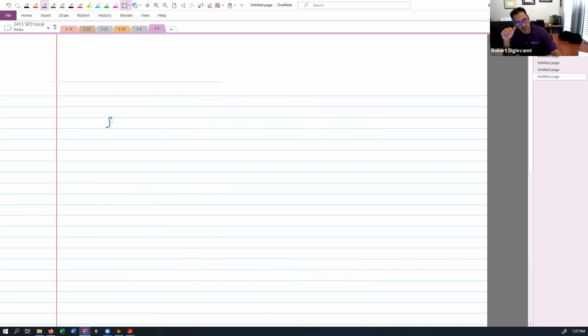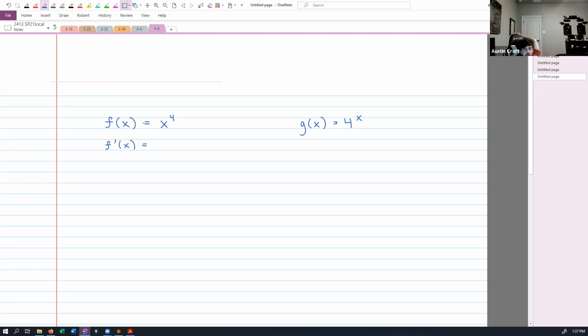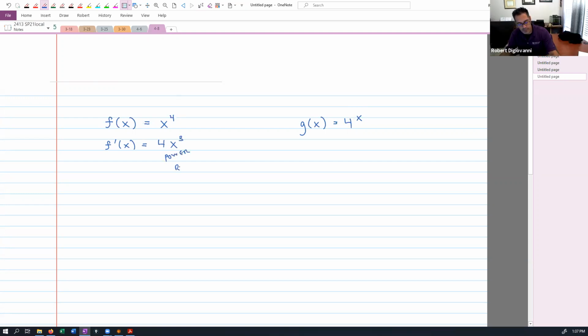I'm going to put up two things here for you, two different functions. And let's just discuss the difference between these two in terms of their derivatives. So what would f prime of x be? 4x to the third. That's just power rule, right? Power rule. We've been using that forever now.